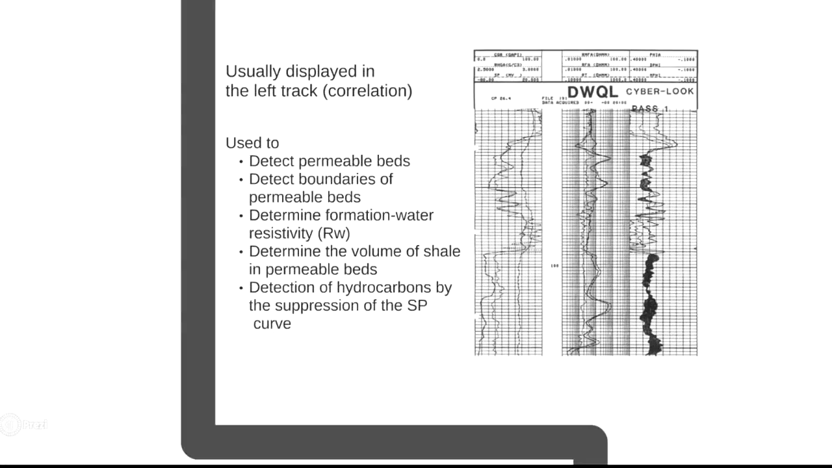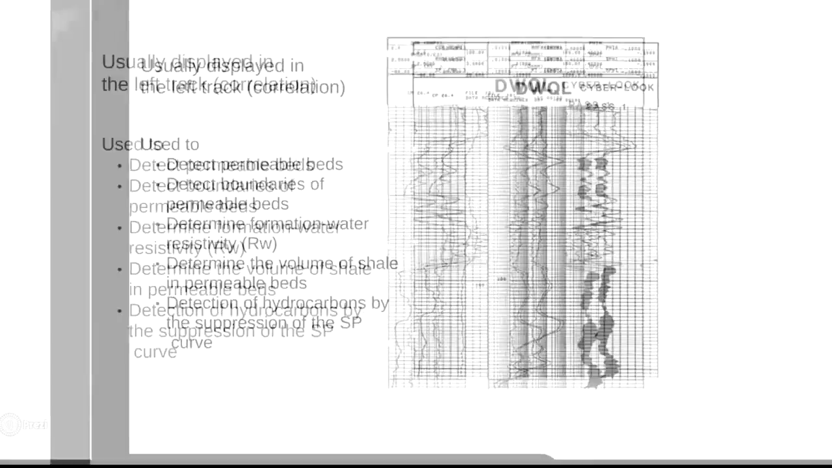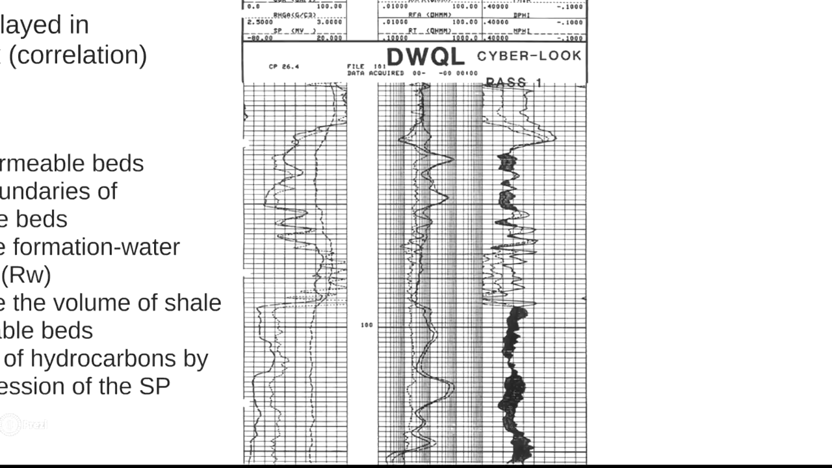Usually displayed in the left track, SP is used for correlation, to detect permeable beds, detect boundaries of permeable beds, determine formation water resistivity, determine the volume of shale in permeable beds, and detect hydrocarbons by the suppression of the SP curve. As we see on this slide, the SP is located on the left track and fits well with the other correlation curves on the slide.